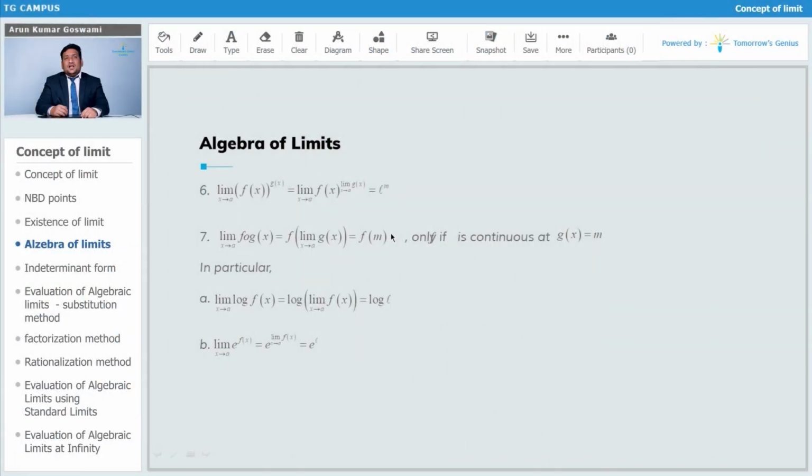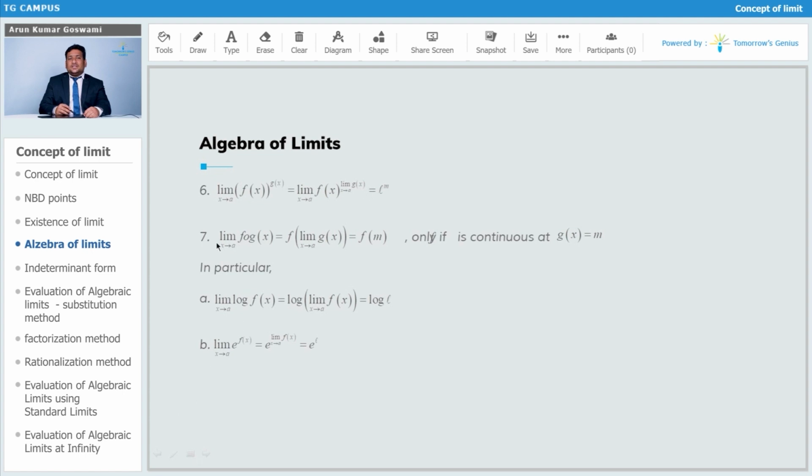Hello guys, let's see some more properties, or we can say some more algebra of limits. So what we have here is, limit x tends to a f of x to the power g of x is equal to limit x tends to a f of x, and in g of x also I am applying the limit separately. So limit x tends to a g of x, this is nothing but equal to L to the power m. It means the limit x tends to a g of x is nothing but m. Okay, so one by one we'll discuss these things.